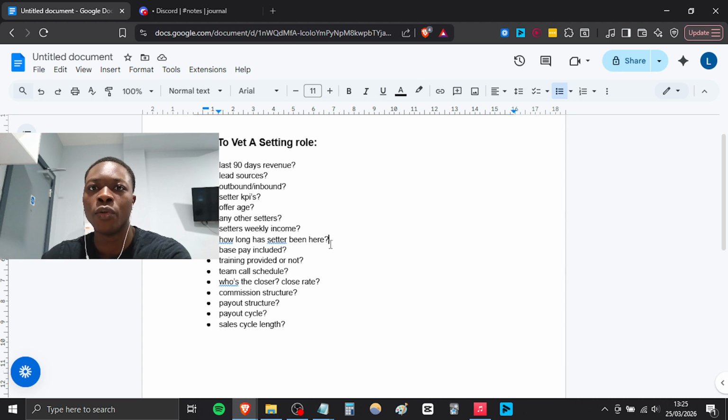But having clarity on who the closer is, what's their close rate, how long have they been closing for, the same way you'd vet whether there's any other setters on the offer, is the same thing that you should do for the closer. Is the founder closing?